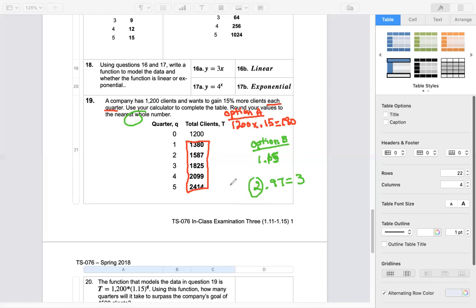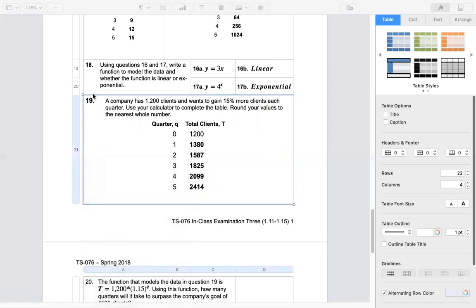All right. So it says table around. So it gave you 5 quarters, so you'd only have to do 5 quarters. All right. That brings us to our very last question. Okay, very last question, and then I will take questions if you have any questions for me.